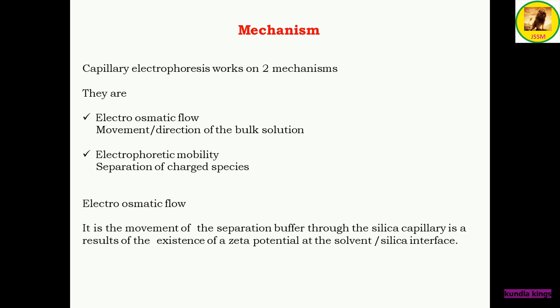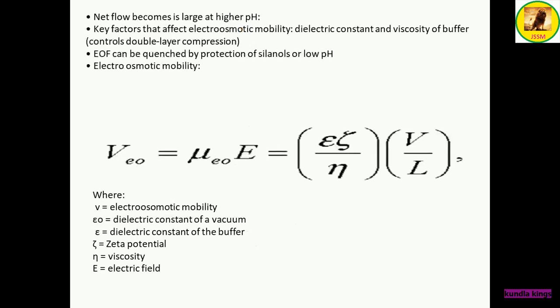Which mechanism is involved in capillary electrophoresis? How does it work? Capillary electrophoresis works by two mechanisms: electroosmotic flow and electrophoretic mobility. Electroosmotic flow means the movement and direction of the bulk solution. Electrophoretic mobility means separation of charged species. It is the principle for electroosmotic mobility.